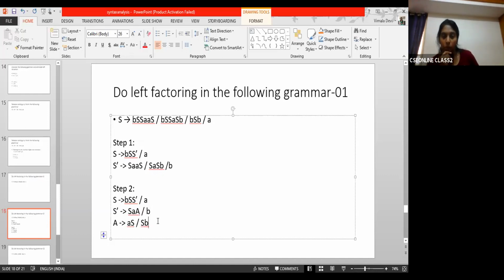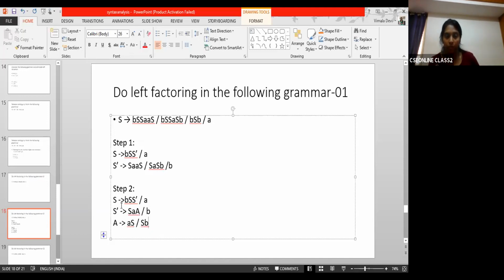So please take down the solution for this problem. If you have understood, please reply in the chat box. And also try to understand the purpose of left factoring. Now, step 2 is the final answer for the given problem.